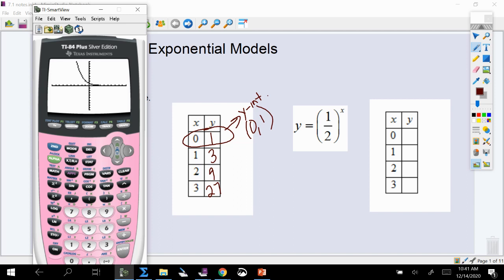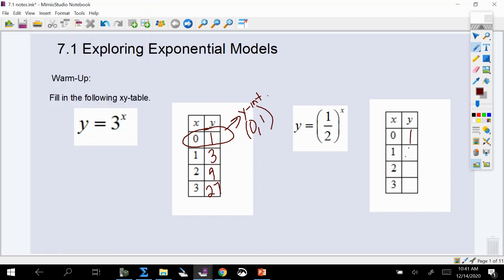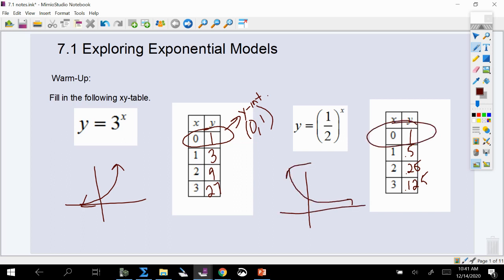If I go to the table, second graph, when I put 0 in, I get 1, and then 0.5, then 0.25, then 0.125. And I'm just going to draw a little picture next to these to kind of show you what you should have seen on your screen. Again, that is your y-intercept.